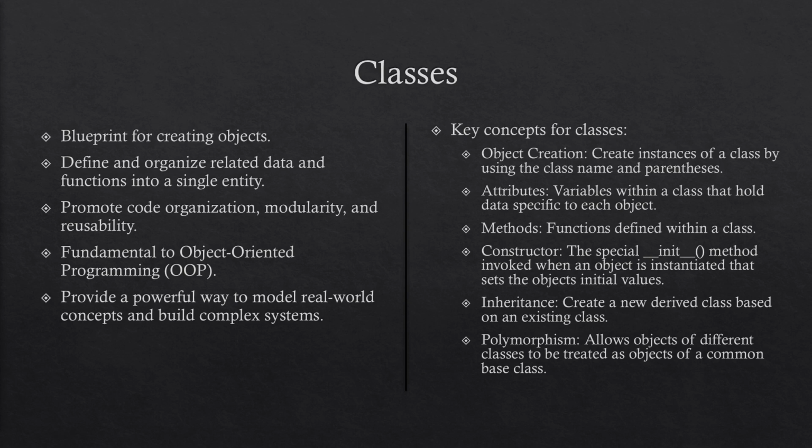The special init method, which is prefixed and suffixed by 2 underscores, is called the constructor, and it is automatically invoked when an object is instantiated. It initializes the object's attributes and sets their initial values.